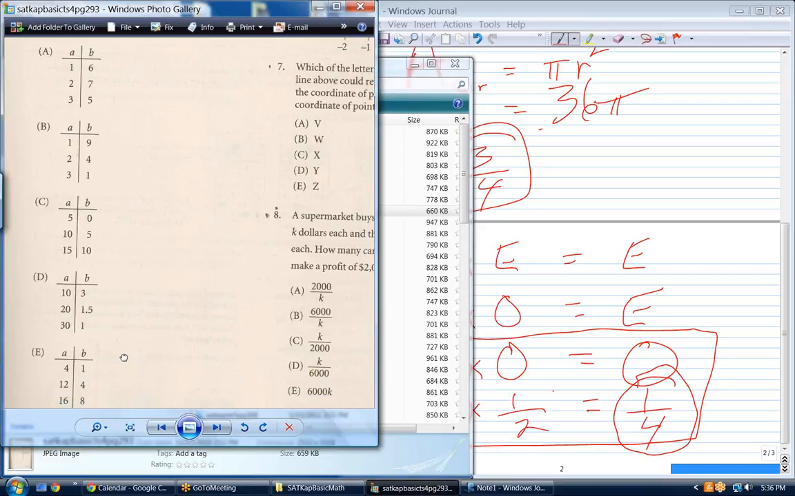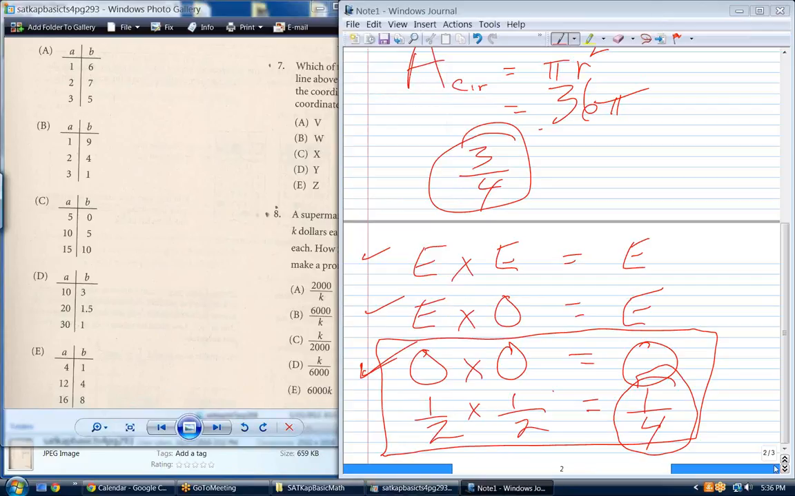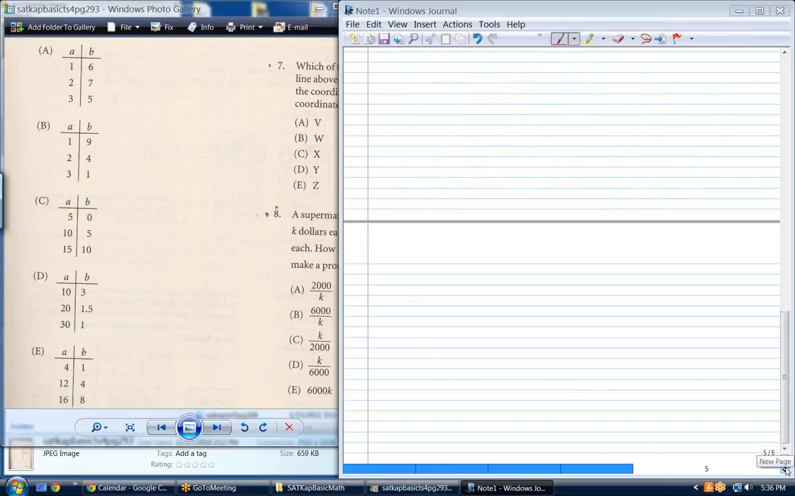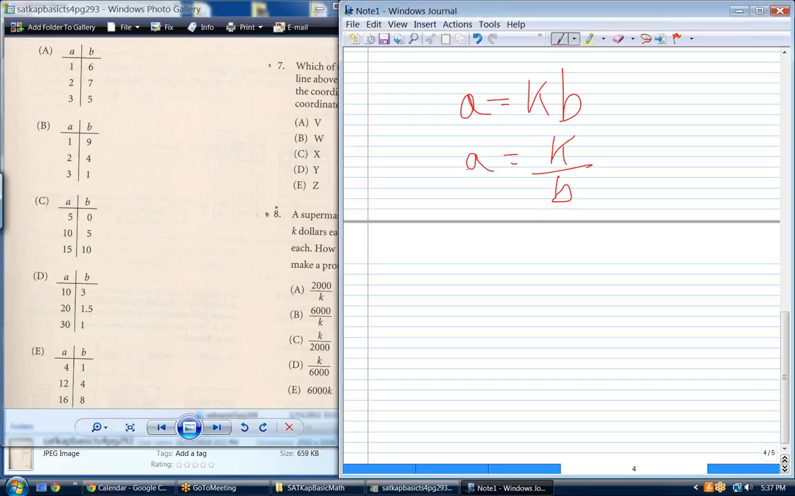We got A being inversely proportional to B. Tell me what you know about inverse proportion. Nothing. Okay, if something is directly proportional, I would write A is pretty much equal to some constant times B. In other words, as B goes up, A goes up. If something is inversely proportional to something else, it's equal to some constant divided by B. As B goes up, A goes down.